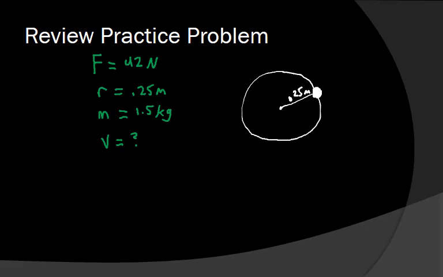All right, so in this one here, we've got a ball that's spinning, and we want to find out how fast it's spinning. We'll say that there's 42 newtons of force. The mass is 1.5 kilograms, and the radius is 0.25 meters. And so we want to find out what is the speed at which it's spinning. So go ahead and pause the clip and give this a try. When you're ready to check, you can hit play.